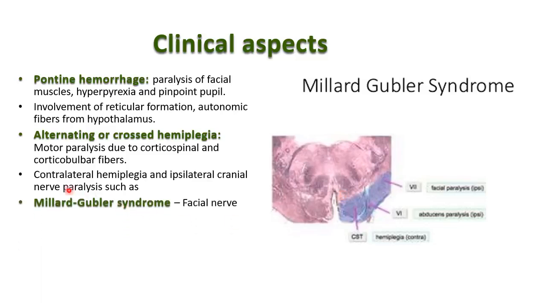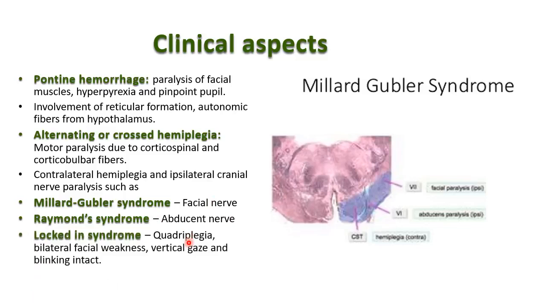Then Millard-Gubler syndrome is also a vascular syndrome, caused by hemorrhage of the pons or vascular lesions when the facial nerve is involved. Naturally you get ipsilateral facial paralysis along with contralateral hemiplegia. When the abducens nerve is involved, it is called Raymond's syndrome, or Raymond-Foville syndrome, mainly when the abducens nerve is also involved.